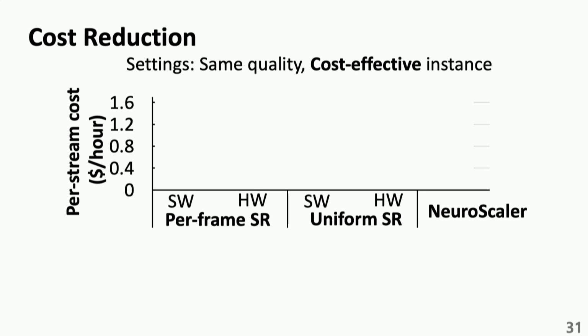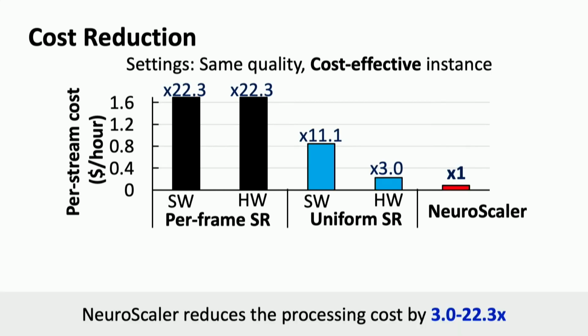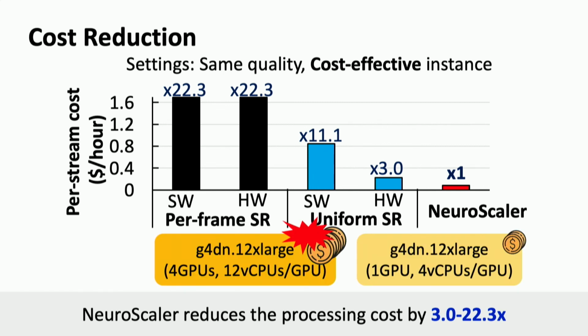NeuroScaler's benefits become larger when comparing costs using a cost-effective instance for each approach. And this is the average cloud computing cost per stream per hour. NeuroScaler can reduce the cost by 22 times compared to the per-frame baseline and 3 to 11 times compared to the selective baseline. Since NeuroScaler largely reduces the GPU and CPU usage, it can run on more economic instances which have fewer GPUs and fewer vCPUs.